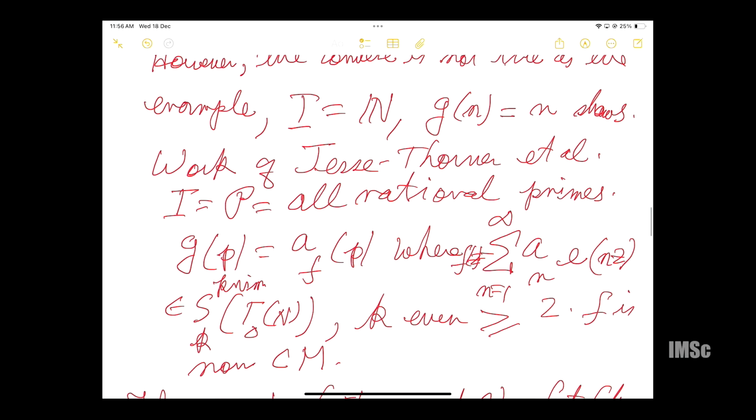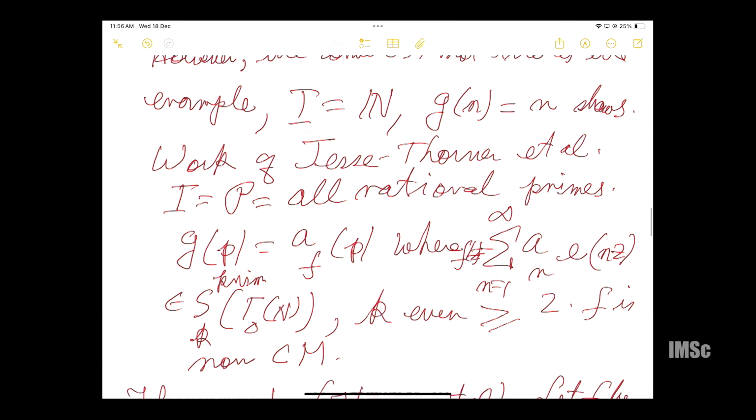Now I come to my interest. I'm not really a number theorist. I work in automorphic forms. My thesis was on symplectic geometry and representation theory. So from there I moved a long way out.